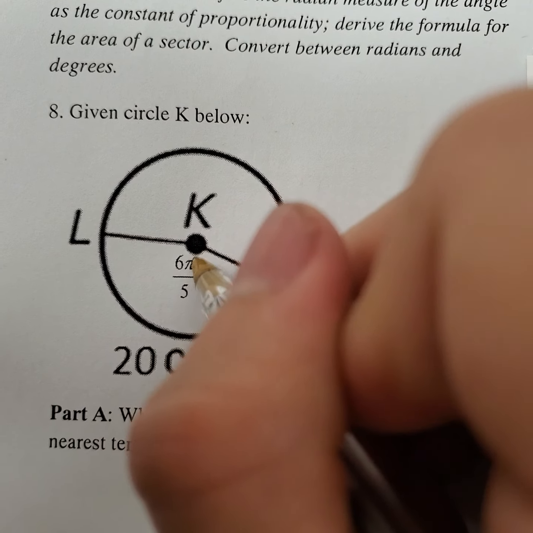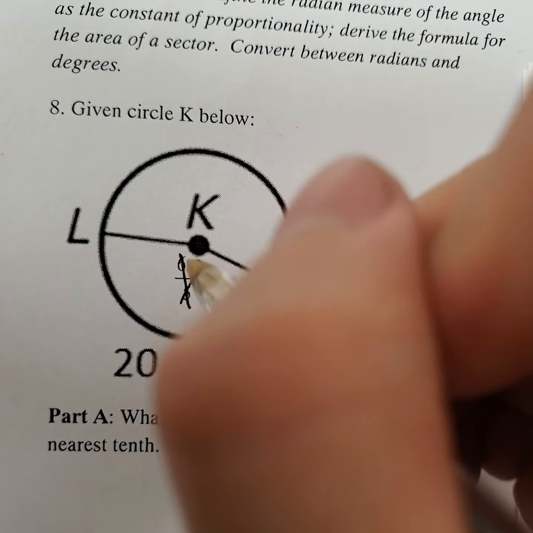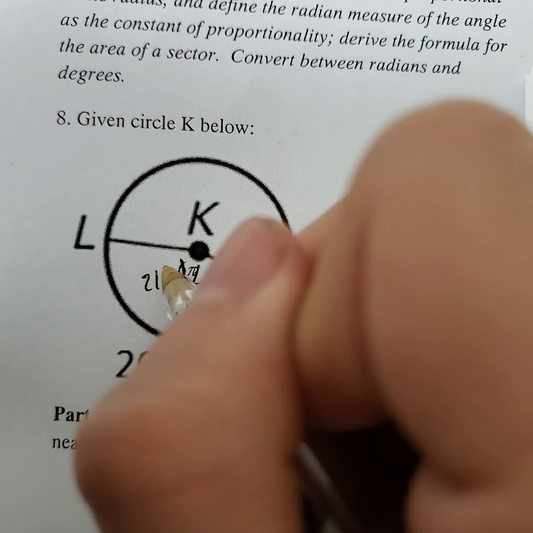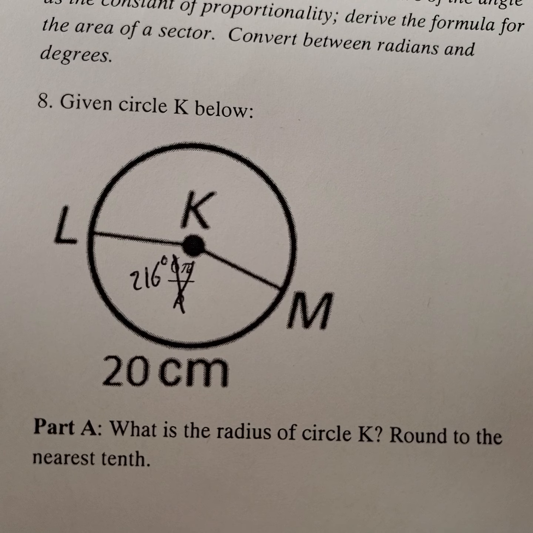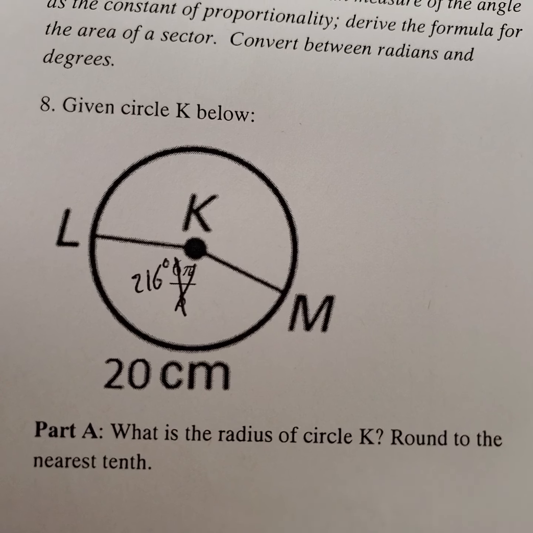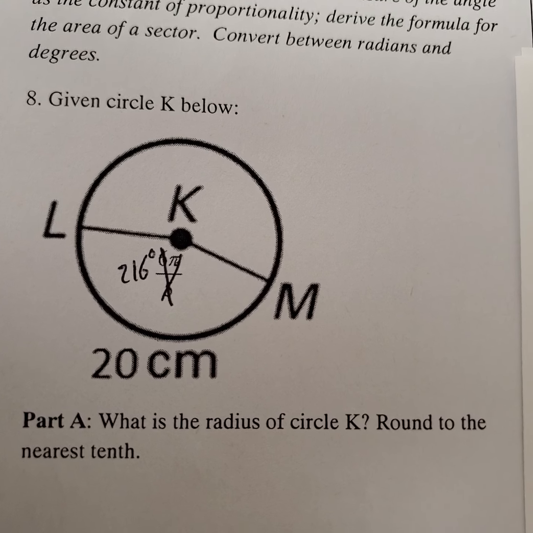In this case, this should have been 216 degrees. 216 degrees should have been the measurement. And it is asking us, what is the radius of circle K?